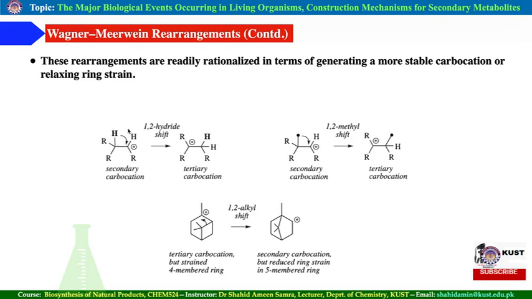When this hydride shift happens, it's converted to a tertiary carbocation because now the carbon that has the positive charge is attached further to 1, 2, and 3 carbon atoms, so this is a tertiary carbocation. And we know that a tertiary carbocation is more stable as compared to a secondary one, so that's the reason behind this transformation. Similarly here, the case is similar to this one.